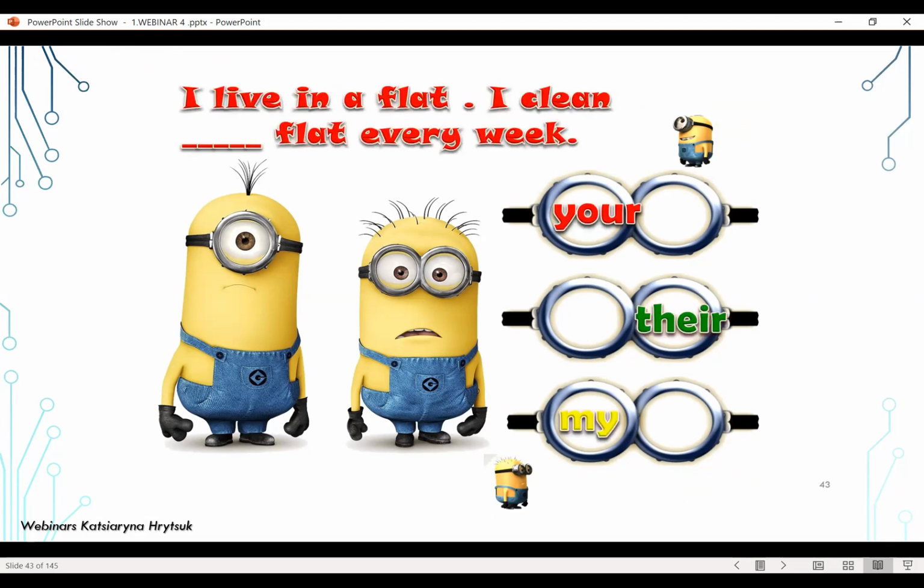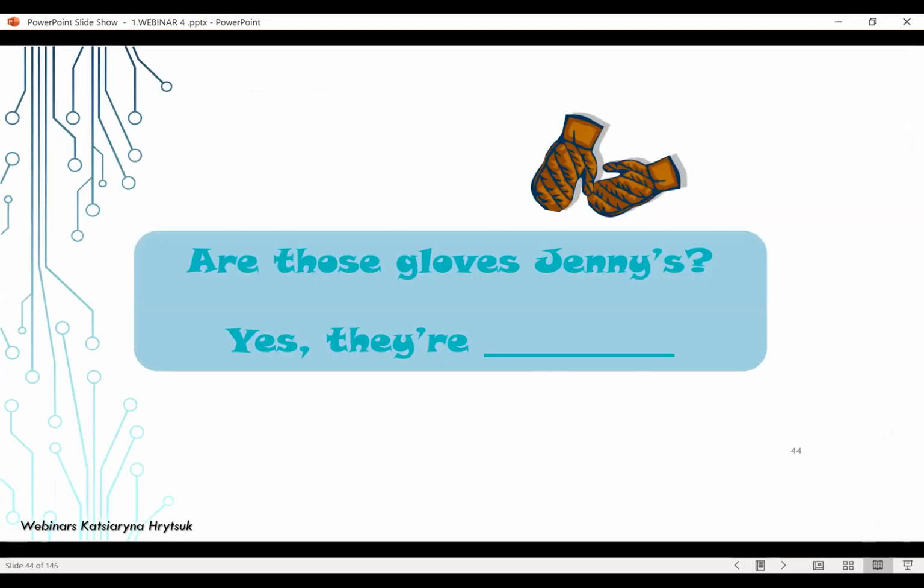Vika. I live in a flat. I clean my flat every week. Yes. So flat, it's a British word. Can you tell me another synonym for the word flat? How else can we say it? Apartment. Good. So in American English it's apartment, and in British English it's a flat. Okay. So now let's move to other examples.